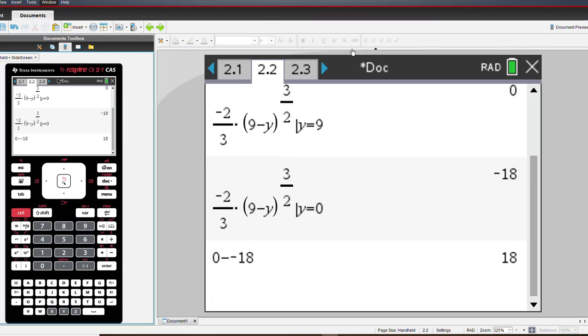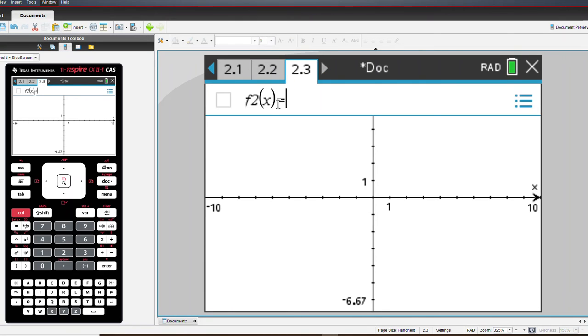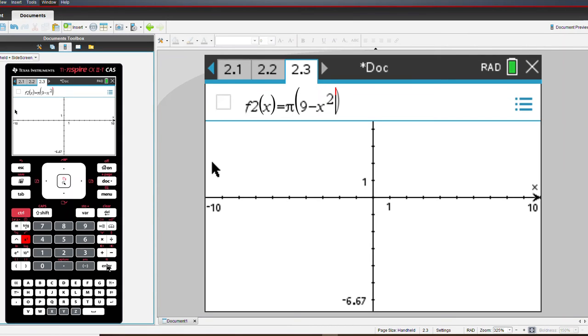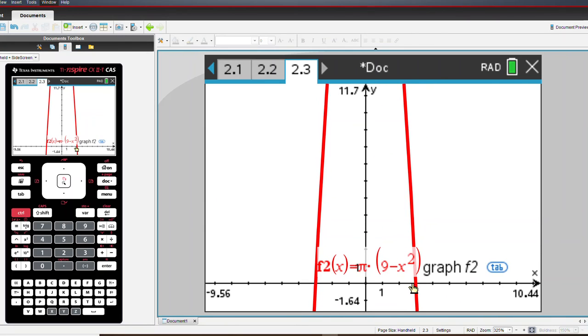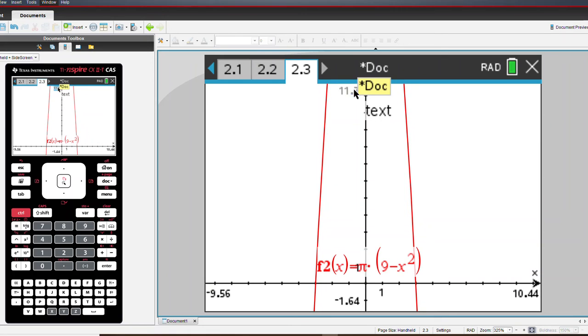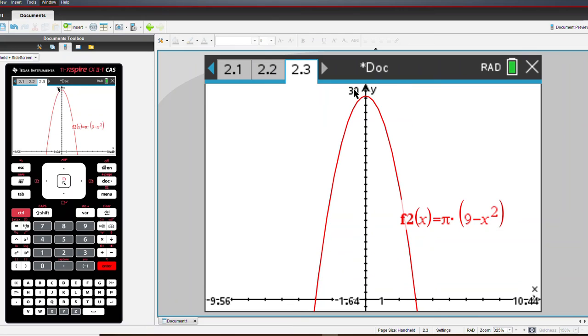Okay, let's do this first. So I'm going to do pi, and then I'm going to do 9 minus x squared. That's kind of ugly. Notice at 3 it's a 0. Okay, let's think about that. At 0, this would be about 30. Okay, so we'll do 30. Boom. That's good. That's good.